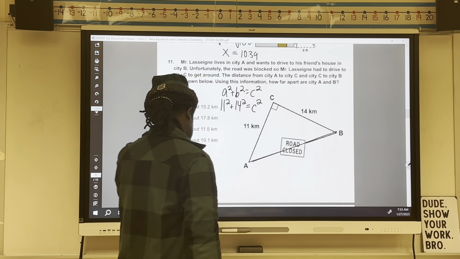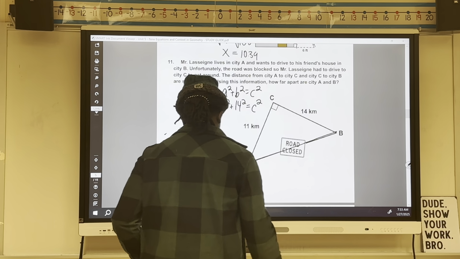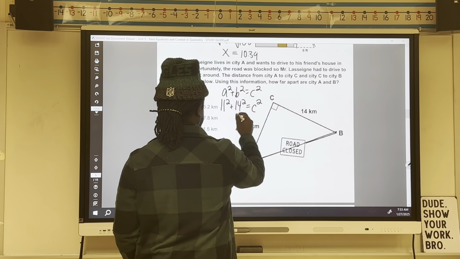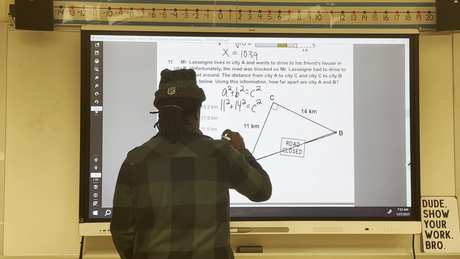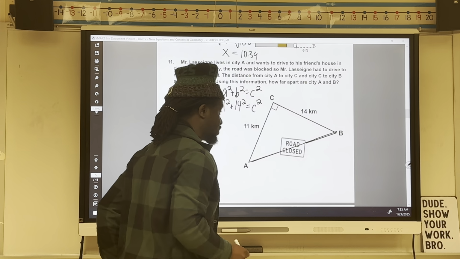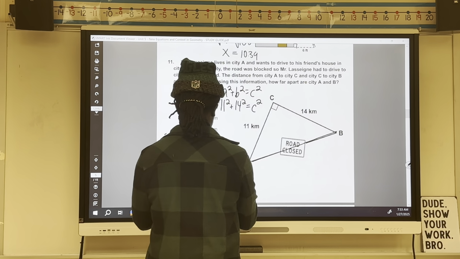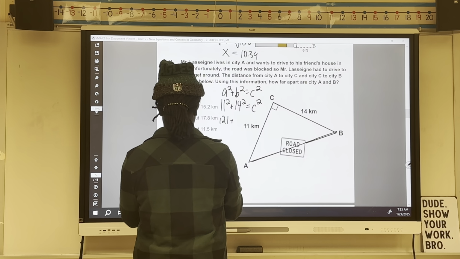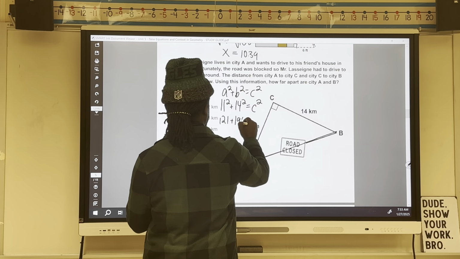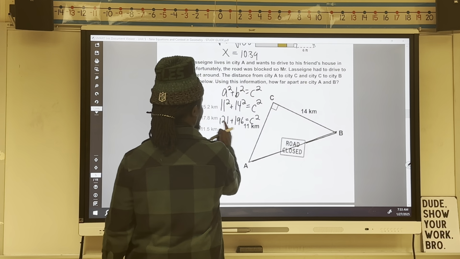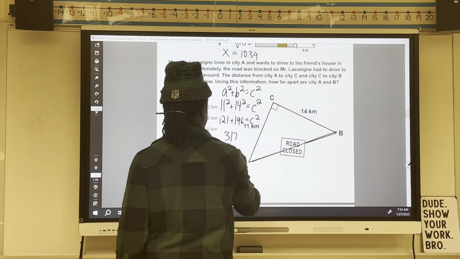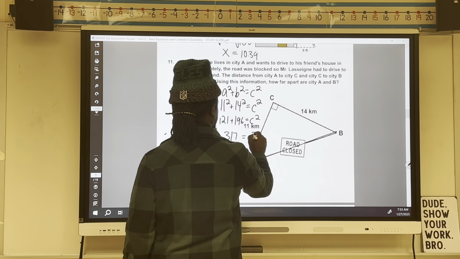So then when I square both of those numbers, 11 squared plus 14 squared, I didn't do this, so let me do this now. 11 squared is 121 plus 14 squared is 196 equals C squared. Then I gotta add these two together, and when I add those two together, I'm gonna get 317 equals C squared.